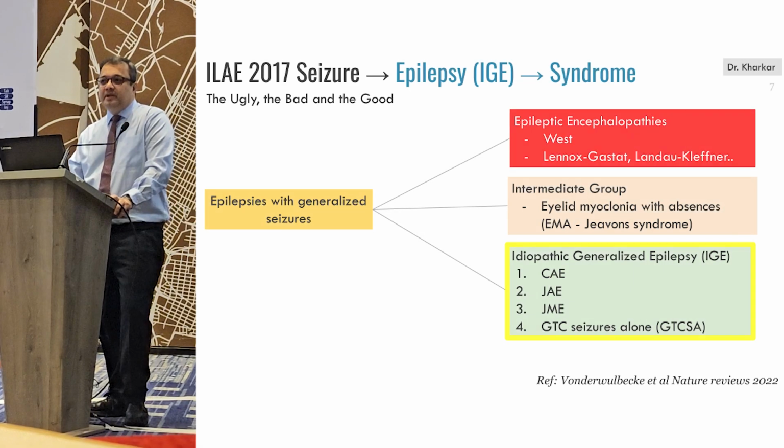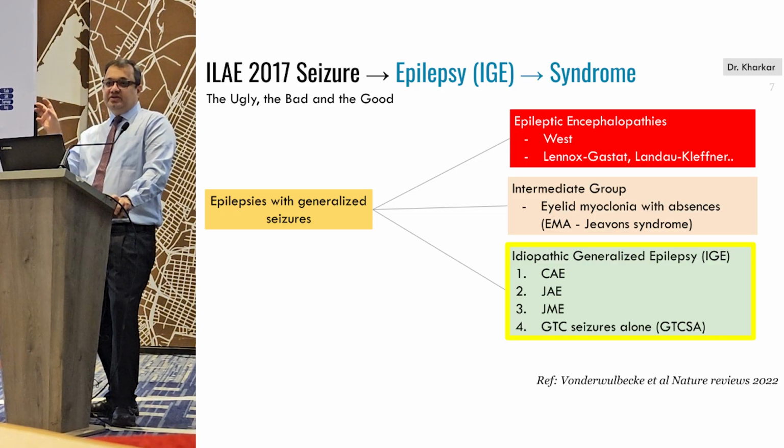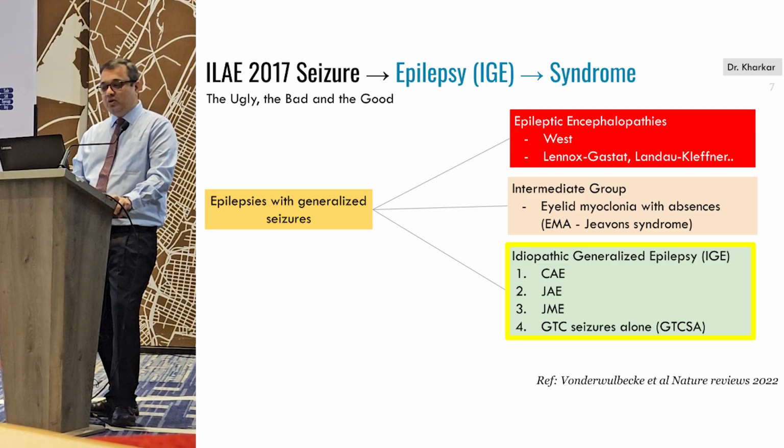When you talk about epilepsy with generalized seizures, there are these 3 subcategories, if you will, of the epilepsy syndromes. One is the worst. You see them occur in children. That is when the epilepsy itself causes problems with thinking, memory, development, etc. And you call them the epileptic encephalopathies. These are horrible. The West syndrome, Landau-Kleffner, up to a certain extent, Lennox-Gastaut horrible as well.